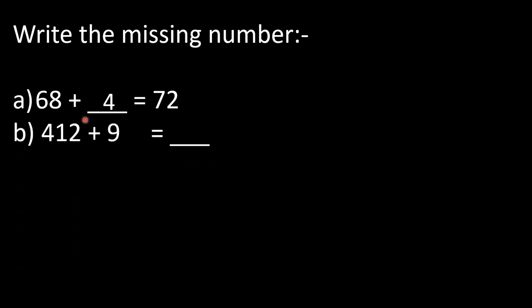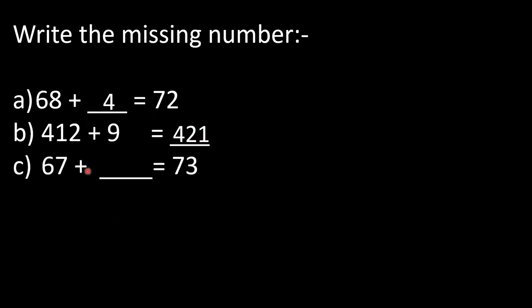Now in B part, 412 plus 9 is equal to dash. So keep 412 in your mind and open your 9 fingers. So let's start counting forward. 413, 414, 415, 416, 417, 418, 419, 420, 421. So our answer is 421.